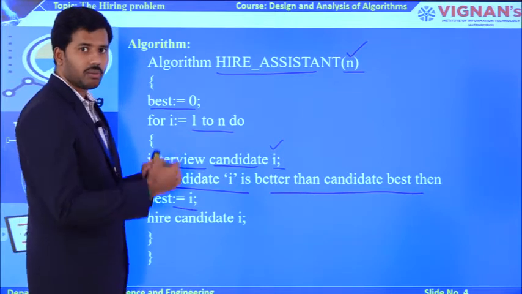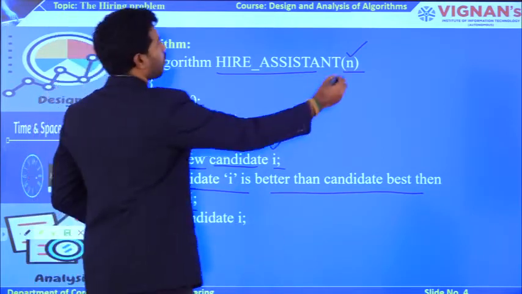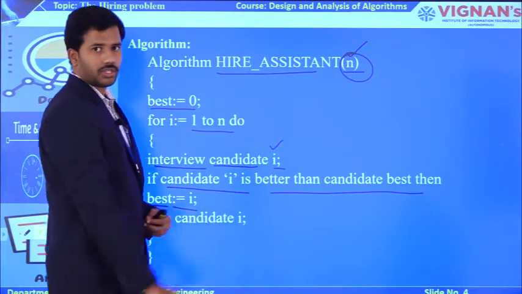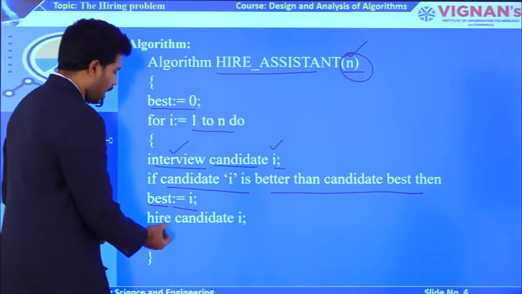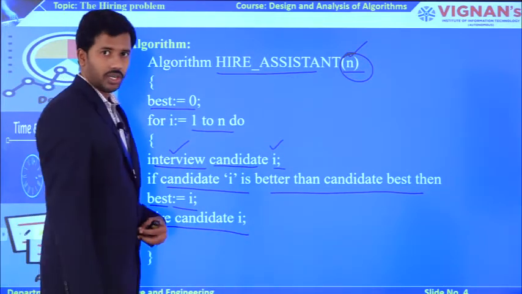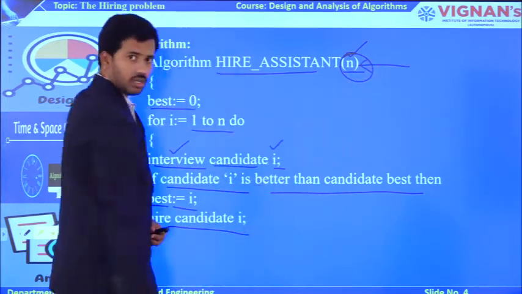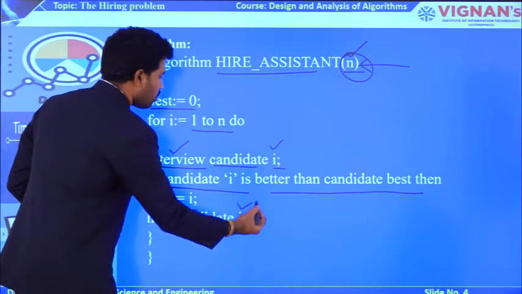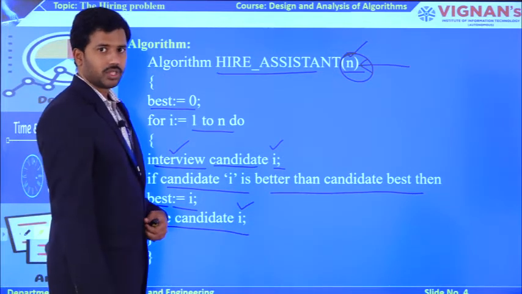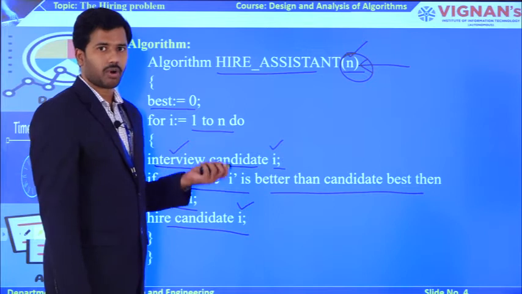Likewise, I am verifying, among the n shortlisted candidates, who is the best, and I hire that particular candidate i only. So I am interviewing n candidates, but hiring only one particular candidate. That is the main theme behind this hiring problem algorithm.